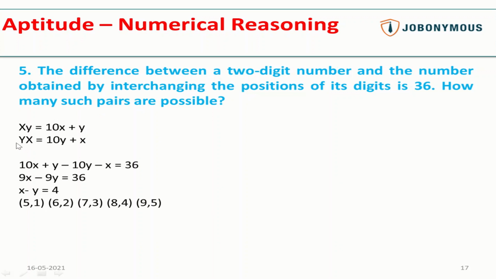And the number found by interchanging is yx, so that you can write as 10y plus x. What they have given is that their difference, this minus this, equals 36. So you will get x minus y equal to 4. Whenever x minus y equals 4, you will get this 36 as the difference. So you can find the sets like 5 and 1. If x is 5 and y is 1, so 51 and 15, their difference will be 36. Similarly 6 and 2, 7 and 3, 8 and 4, 9 and 5. So these 5 sets you can find.